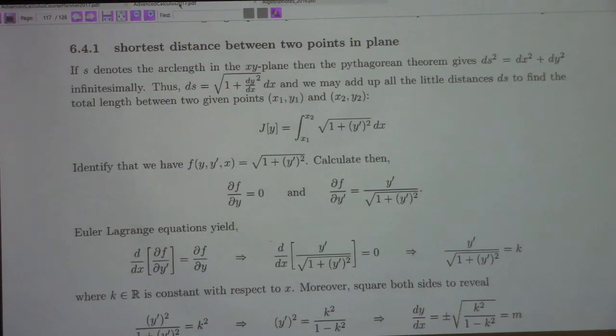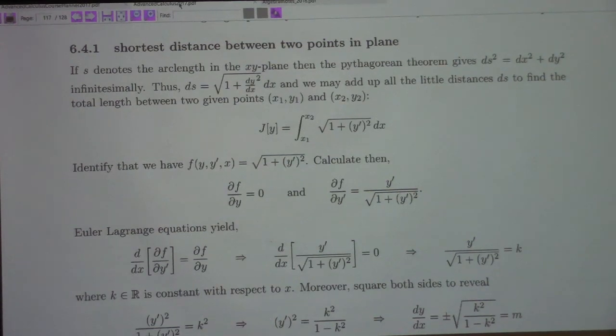Suppose you want to minimize the distance between 2 points in the plane, right? What's your functional? It's the arc length functional, right? The square root of 1 plus y prime squared dx, this calculates the arc length of the graph between x1 and x2, right? So the Lagrangian here is the square root of 1 plus y prime squared. So what's partial f partial y? Well, no y dependence, so that's 0. What's partial f partial y prime? Well, it's y prime over that root.